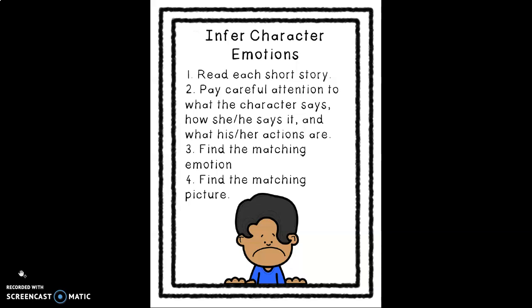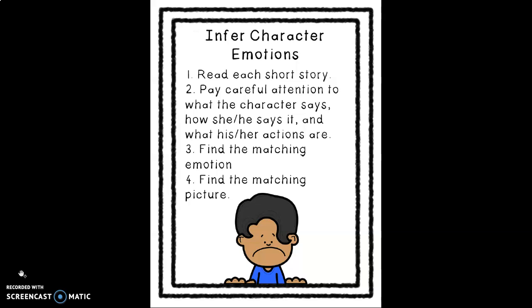We are going to be talking today about the strategy of inferring a character's emotions. So, our learning target is I can identify character feelings based on dialogue, actions, and thoughts. And we've been using dialogue, actions, and thoughts to help us determine character traits. So today we're going to be using those same pieces of information to help us figure out how a character is feeling.